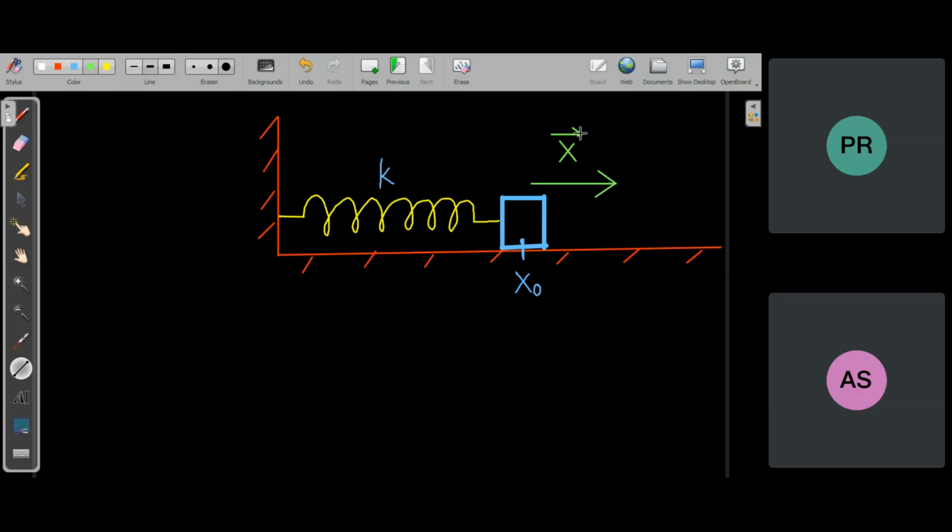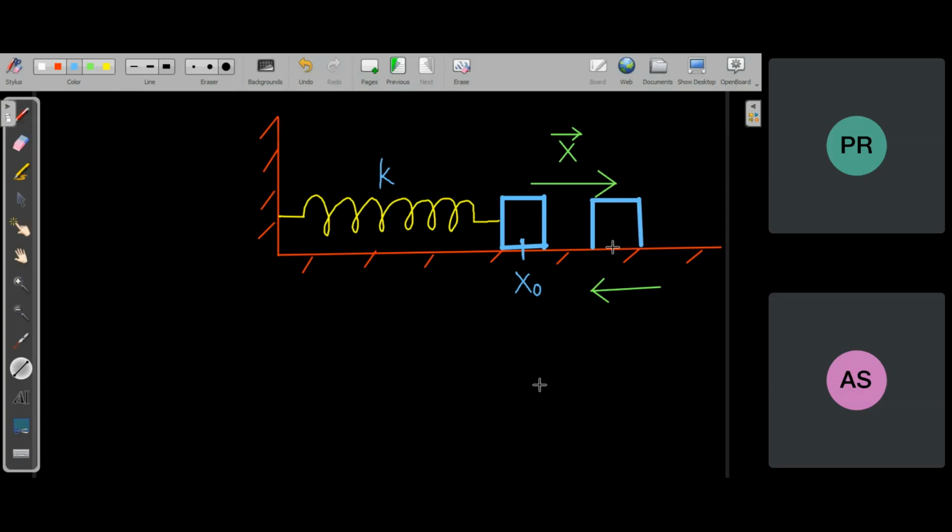You can see the direction of displacement. And when it is displaced to this side, the restoring force will start acting on this side. So in this case, the spring force is the restoring force. Why do we call the spring force a restoring force here? Because the spring force is trying to bring the block back to its mean position.